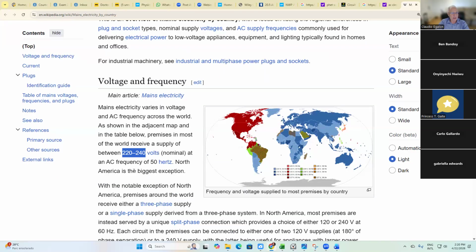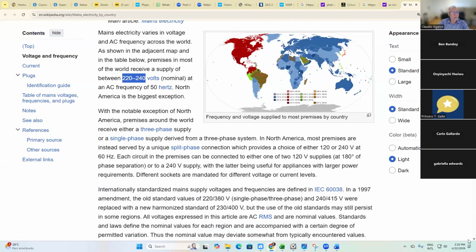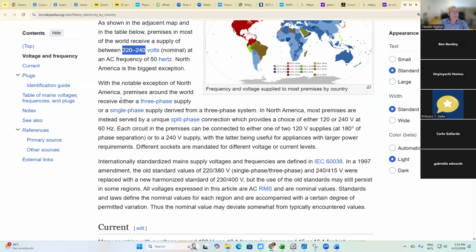Most countries are powered by 220 to 240 volts at 50 hertz. North America is the biggest exception. Brazil here, okay, I'm originally from Brazil, has both 220 and 110, and also a frequency of 60 hertz. So let's see here. With the notable exception of North America, premises around the world receive either a three-phase supply or single-phase supply. You don't have to worry about this three-phase or one-phase, but a choice of either 120 or 240 volts at 60 hertz, okay?